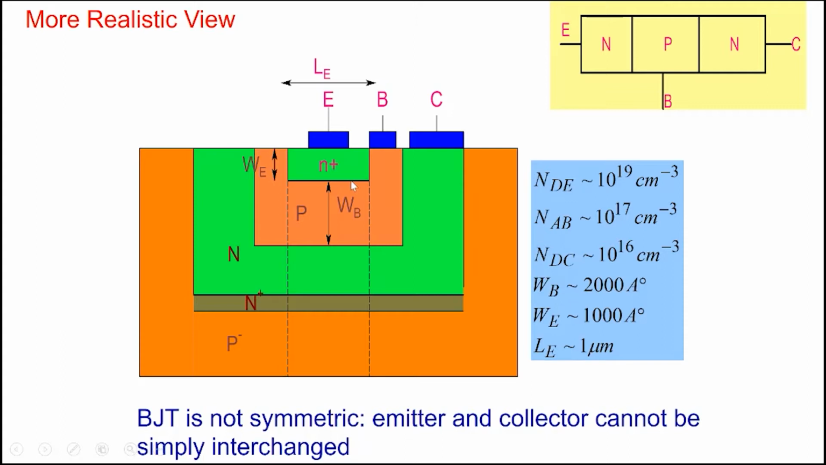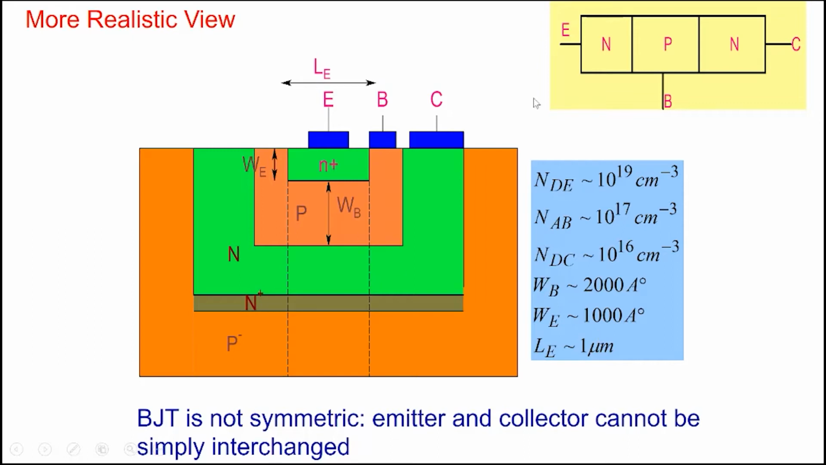Note that the depth of the emitter here is about 1000 angstrom. The base width that you see here may be about 2000 angstrom. The lateral dimensions also vary a lot. Let's say the lateral dimension is the length of the emitter here. That could be 1 micron.